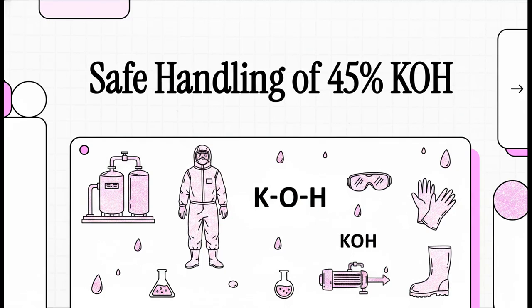Welcome to this explainer. Today we're breaking down the mandatory safety source material, covering a crucial yet highly hazardous chemical you handle every single day at the water treatment plant, 45% potassium hydroxide. We're going to look closely at the science, the specific equipment, and the absolute non-negotiable protocols required to manage this chemical safely. Okay, let's dive right in.